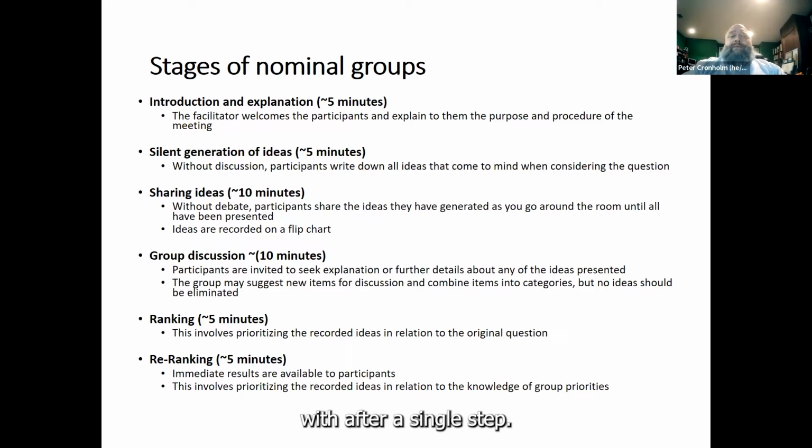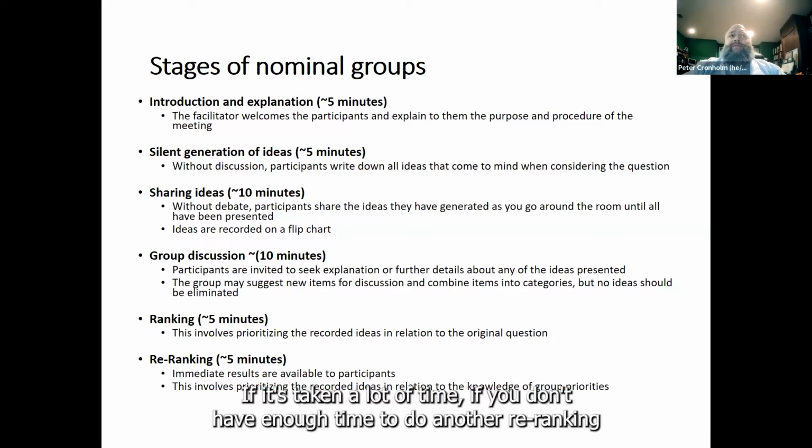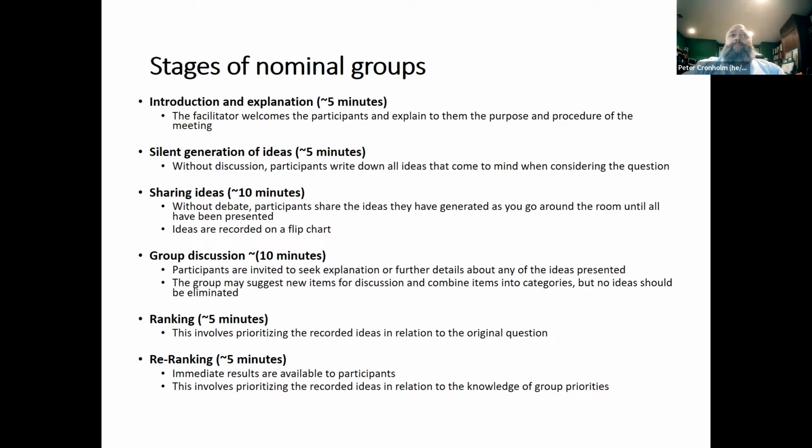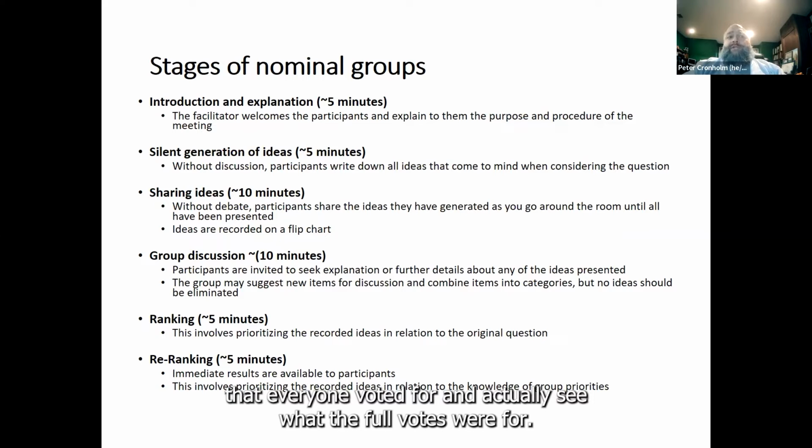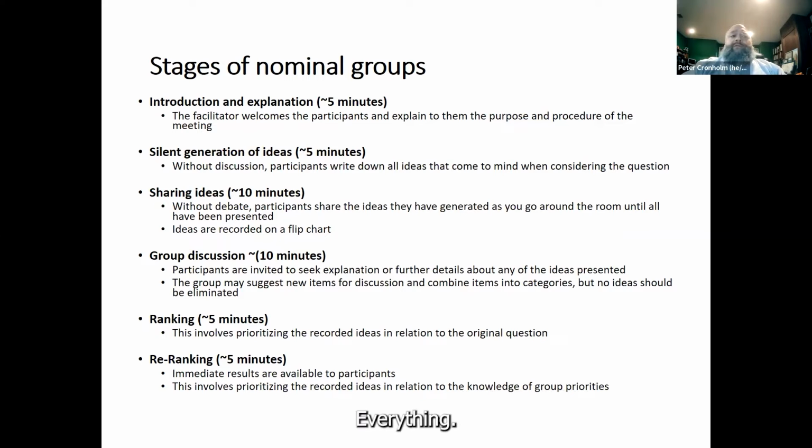After a single step, if it's taken a lot of time and you don't have enough time to do another re-ranking, you can use that as your prioritized list. We often try to incorporate a re-ranking that happens after the first set of votes, where everybody can see the items that everyone voted for and actually see what the full votes were for everything.